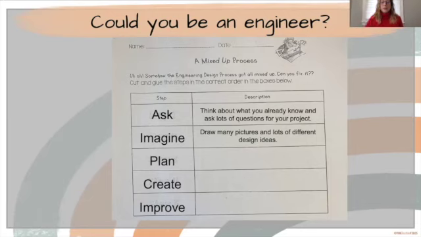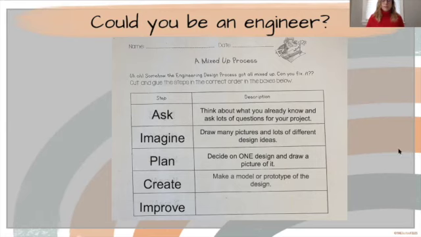The third step is plan. I want you to look for the sentence that says, decide one design and draw a picture of it. This is something that you will do in your journal when you begin an engineering project. You will plan and design inside of your science journal. Number 4 is create. Find the sentence that says, make a model or prototype of the design.